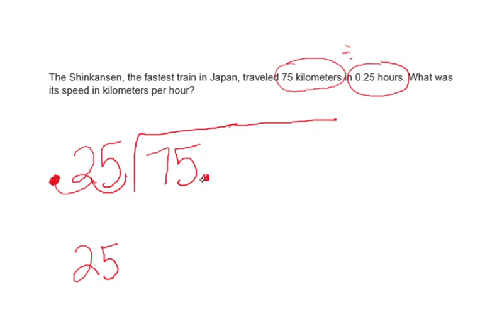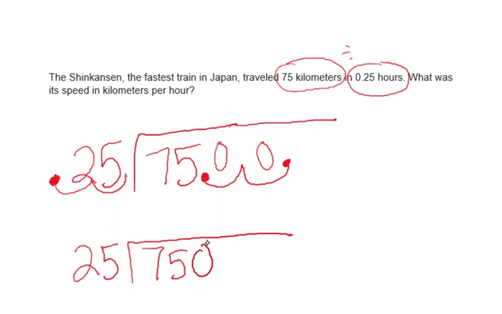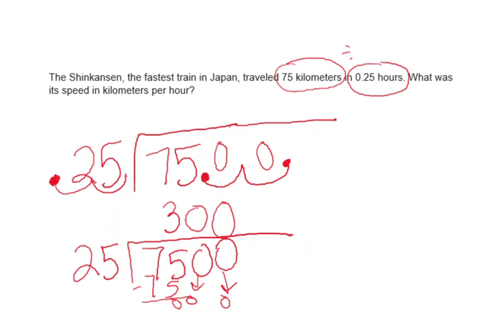Since we don't see a decimal in 75, we know it's at the end, so we're going to move the decimal 2 times, filling in 2 zeros. So an equivalent problem is 7,500 divided by 25. 25 goes into 75 3 times. 25, bring down a 0. 25 goes into 0 0 times. Bring down the next 0. 25 goes into 0 0 times. So that is 300 kilometers every 1 hour.